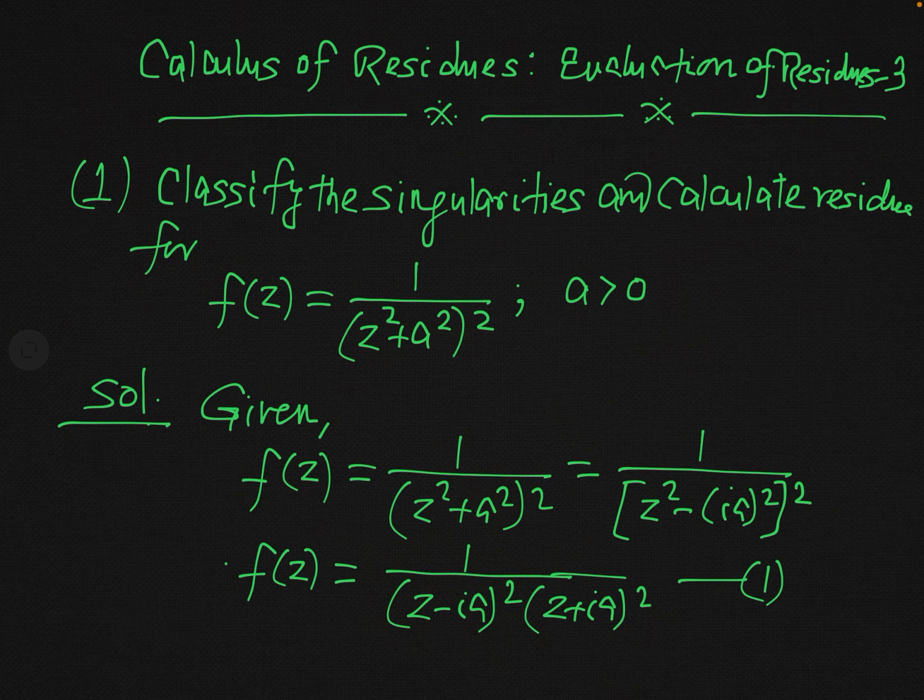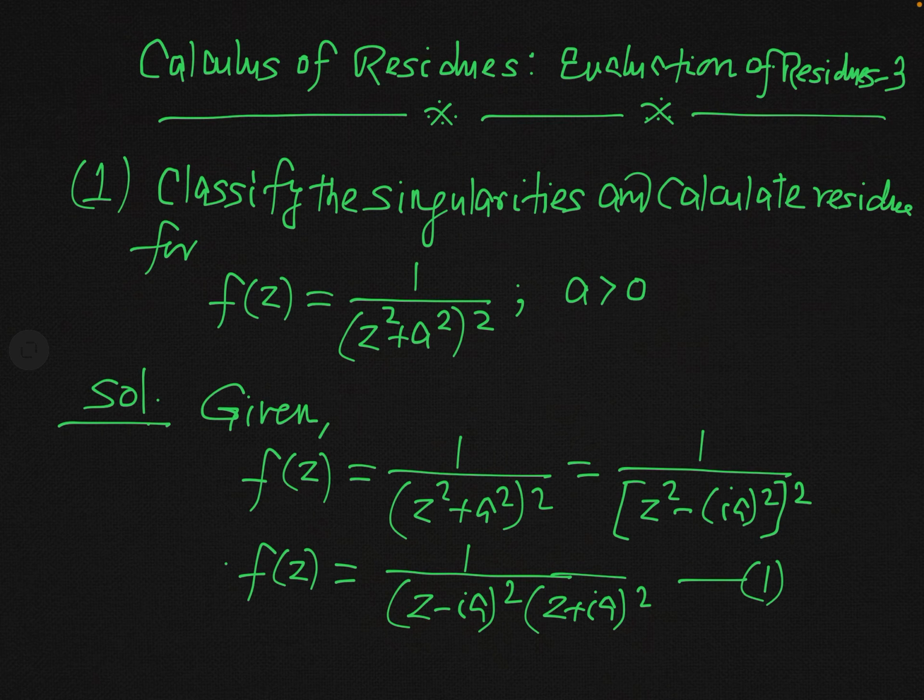The problem states: classify the singularities and calculate residues for f of z equal to 1 over (z squared plus a squared) whole squared, where a is greater than 0. To solve this problem, first of all we will find the singular points, or you can say the poles, of the given function f of z.